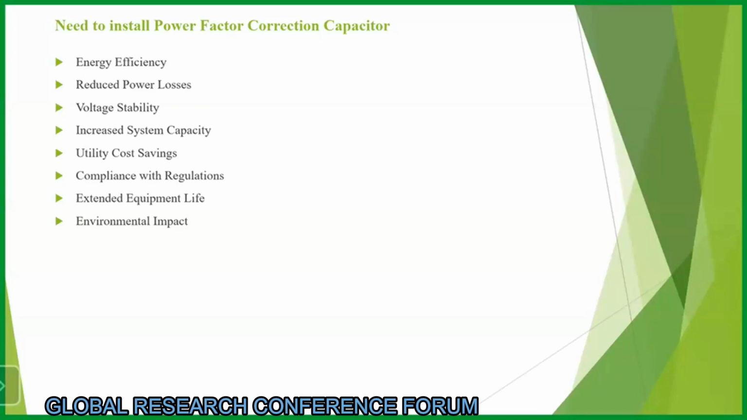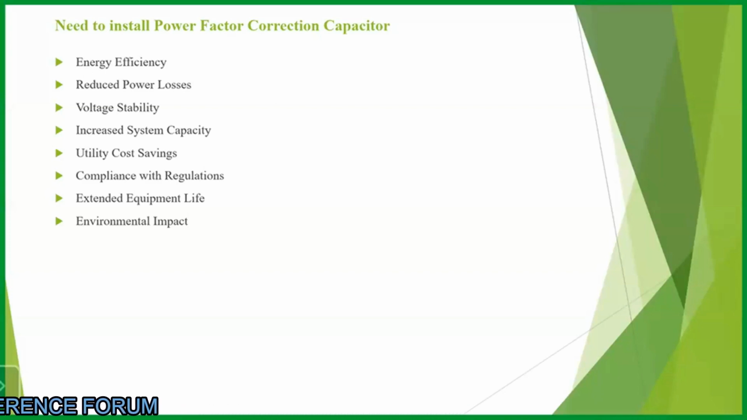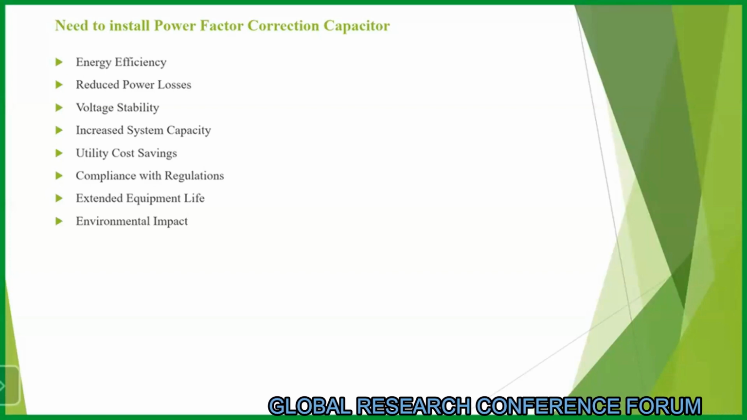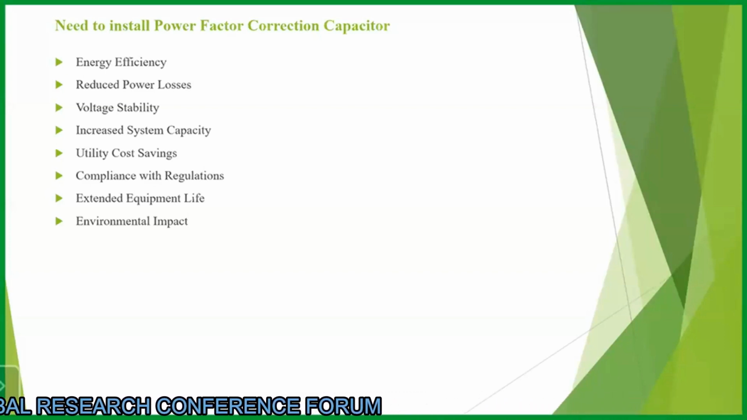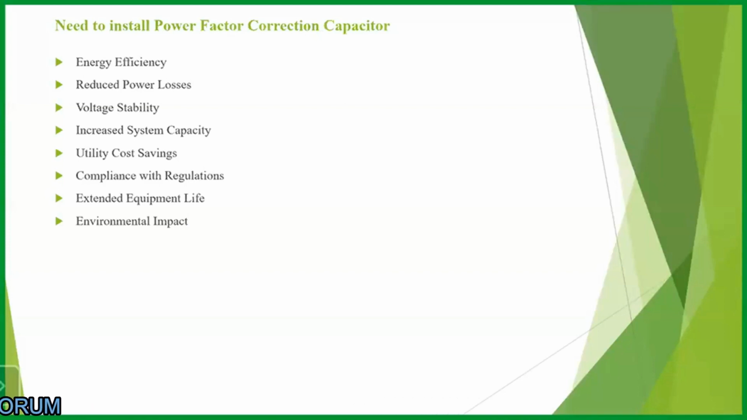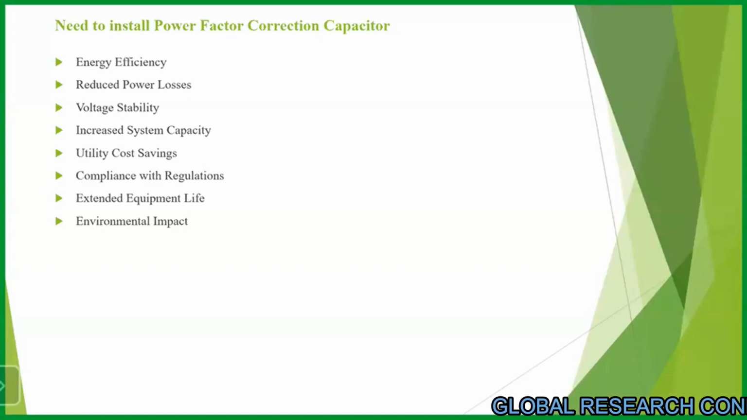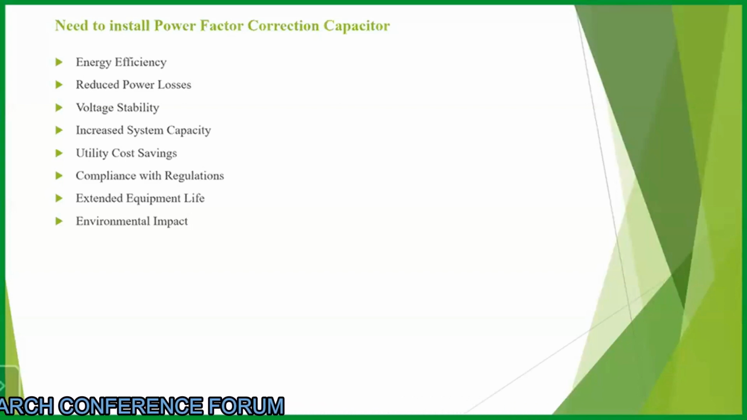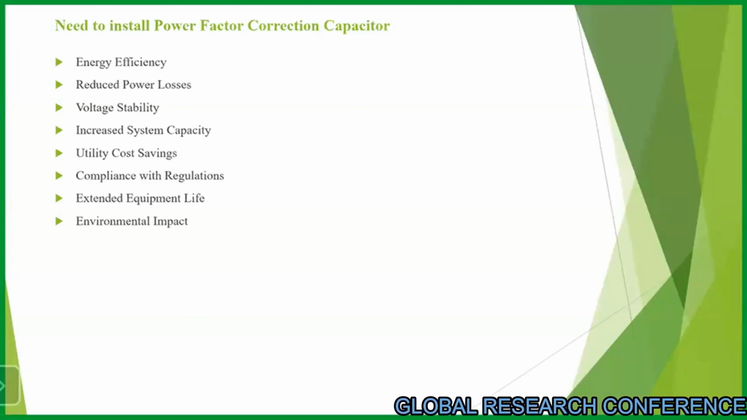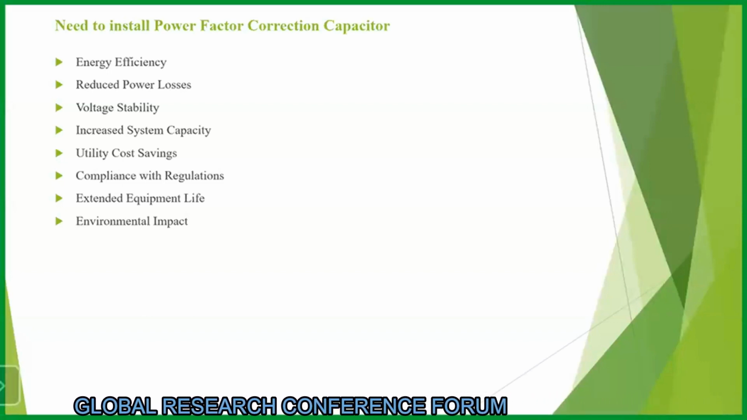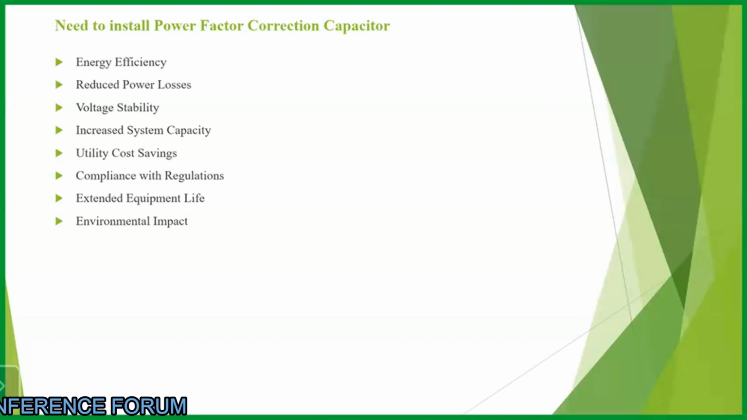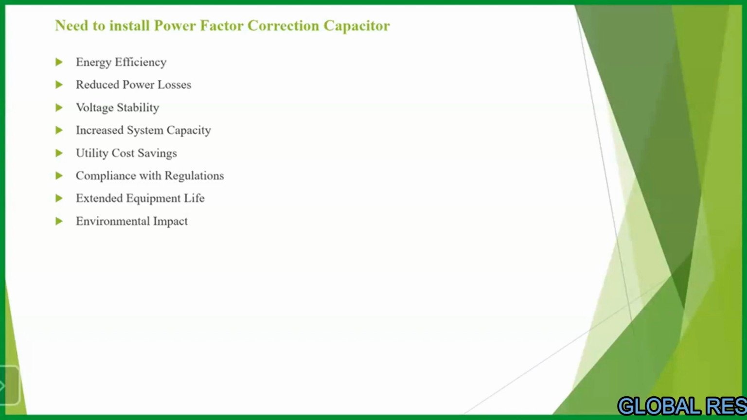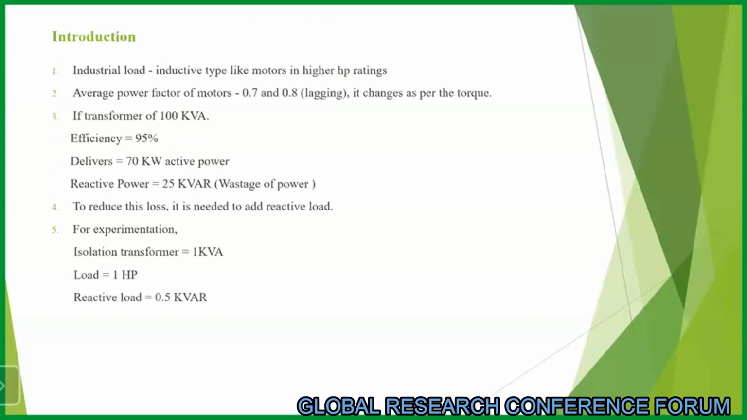Why do we need to install power factor improvement? It increases energy efficiency, reduces power losses, stabilizes the applied voltage, increases system capacity, and increases utility cost savings. Then there is compliance with regulations. That means if industrial consumers do not install the power factor correction bank, they are fined by the distribution network. So customers need to install the power factor correction capacitor bank. As the bank is installed, it increases equipment life, and finally it has a good environmental impact also.